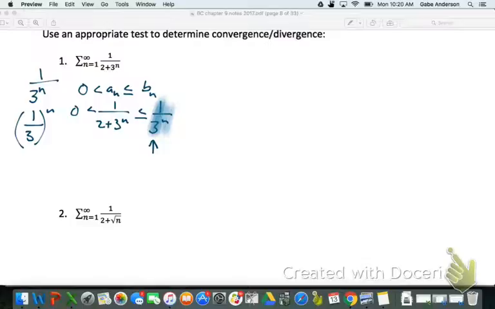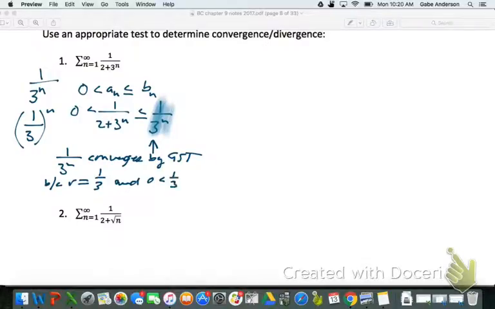1/3. Okay, so I would say something like this. And I agree with you, Jared, that 1 over 3 to the n does converge. I'm going to say that it converges by the geometric series test because r equals 1/3, and 0 is less than 1/3, which is less than 1. So my common ratio is between 0 and 1. So if you've got a geometric series with common ratio between 0 and 1, then it converges.